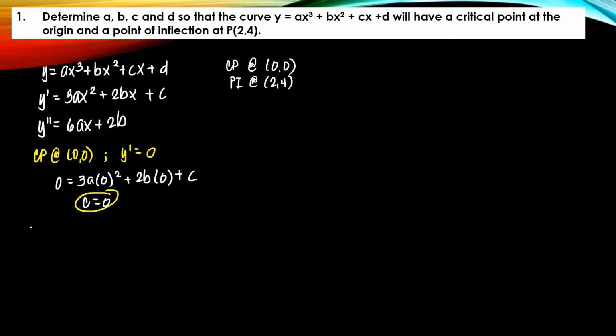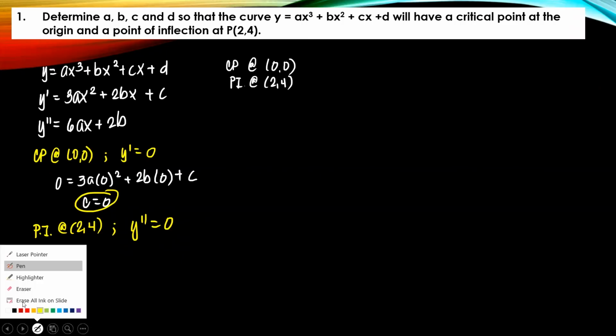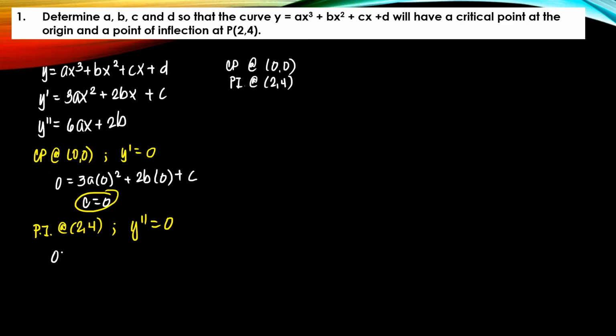Now, it also says that point of inflection at 2, 4. When does the point of inflection happen? When y double prime is equal to 0. So that means 0 is equal to 6a, the x is 2, plus 2b. So 12a plus 2b equals 0. So we can't solve yet. Let's just name this as equation number 1.